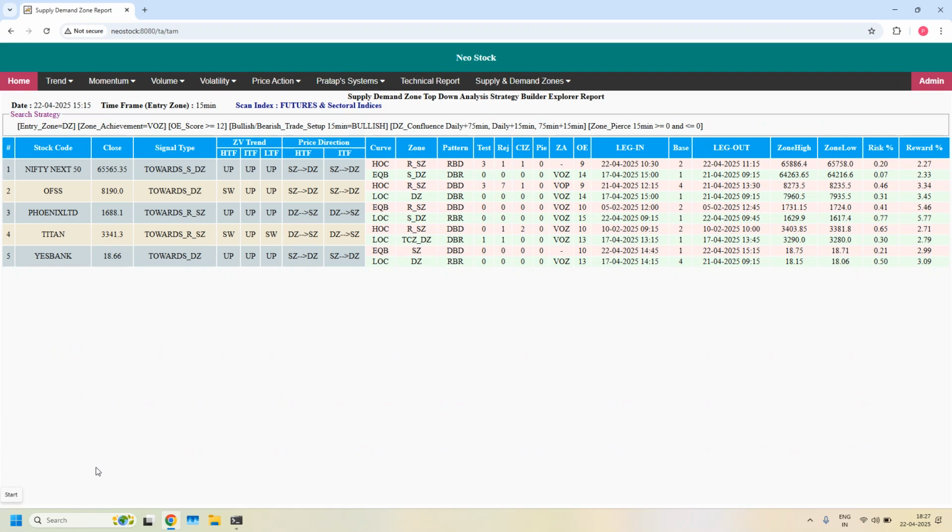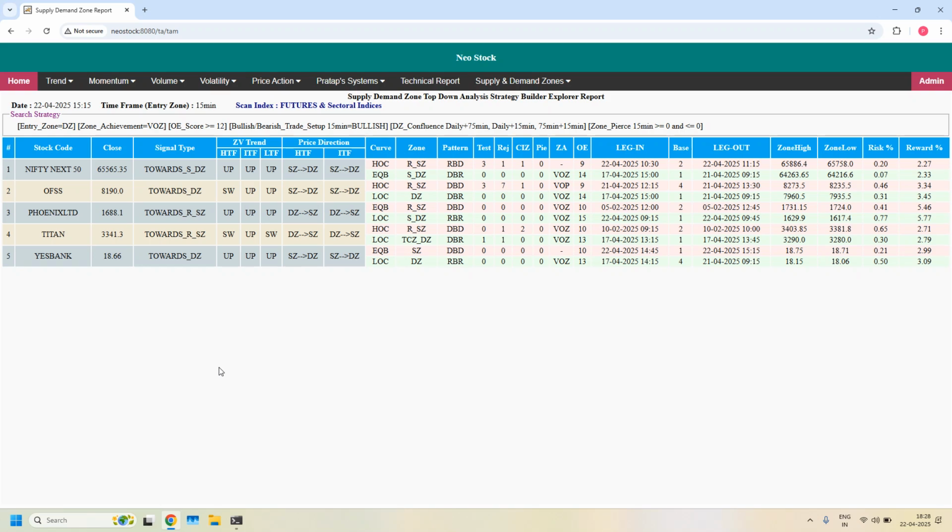we got 5 stocks. In these 5 stocks, the 15 minutes demand zones overlapped with the 75 minutes demand zone. Both together again overlapped with the daily demand zone. Even Nifty Next 50 also overlapped with the daily demand zone. So let's verify. Out of these 5, we have 1, 2, 3 stocks having the daily trend as uptrend.